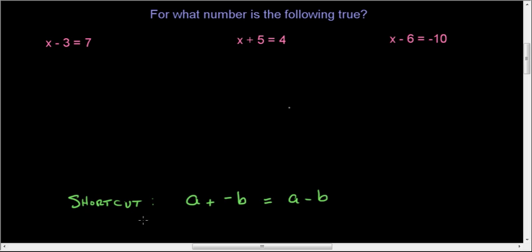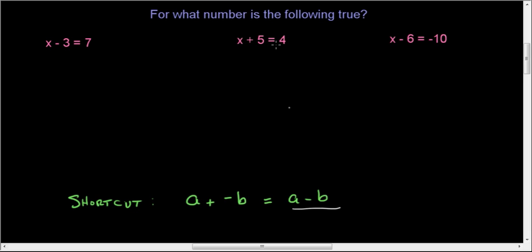And so here's the shortcut. If I have two numbers and I'm taking a number A and I'm adding a negative B to it, then I can rewrite this as simply A minus B. So when I did them before, in this first example, I was going to add a 3 to it. That's fine. Add a 3 to both sides and I get 10.